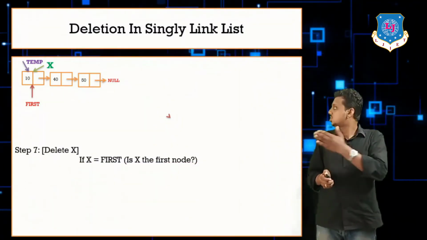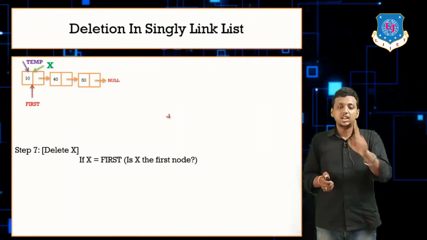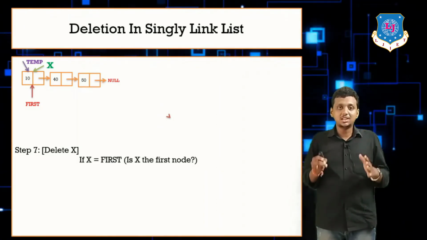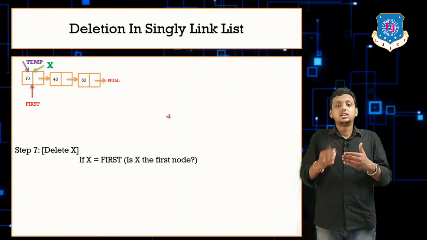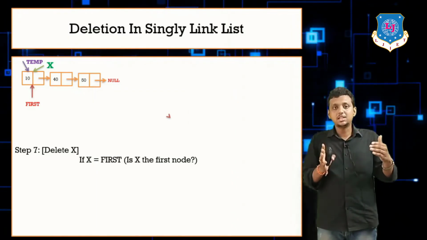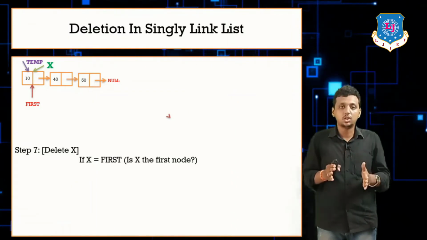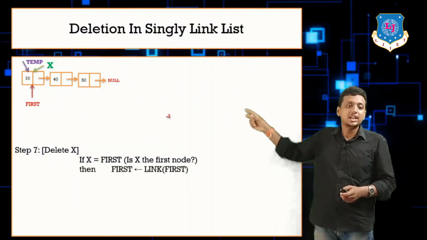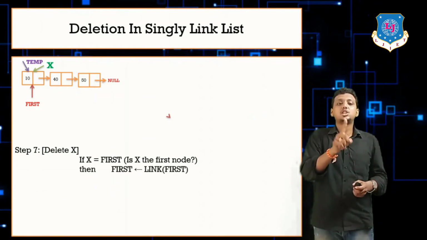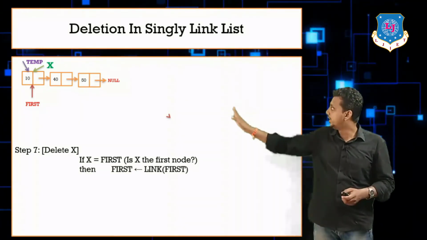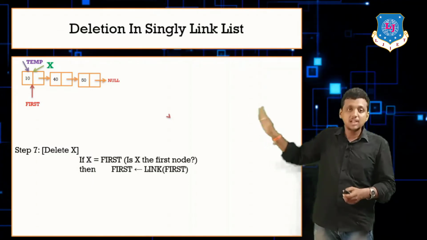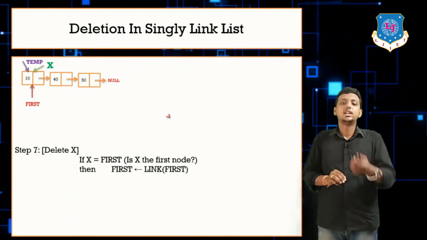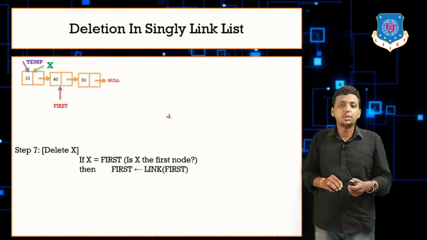Second condition: we need to check x at the first position, in the beginning. After initializing temp and pred, if you find that x is equal to first, that means you need to delete your first node. It is very easy, students. If I am going to delete 10 over there, then I just need to move first from 10 to 40. So now my first pointer will move from 10 to 40.